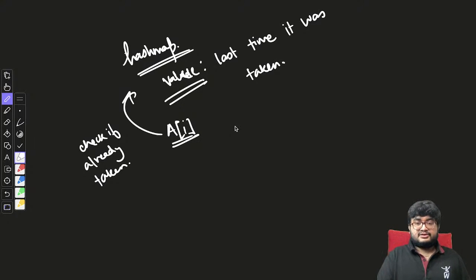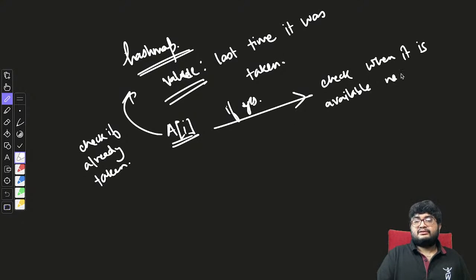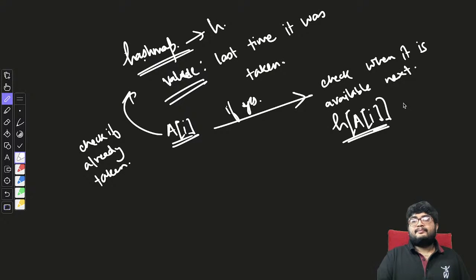If yes, if it is taken, in that case, check when it is available next. And when will it be available next? You can get this from the hash map. So let's call the hash map as H. So H of A of I plus the time of A of I, that is the waiting time.